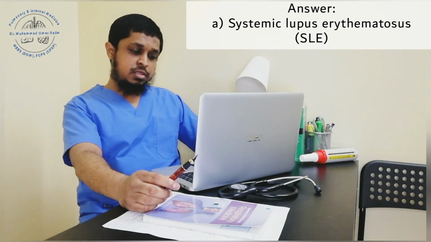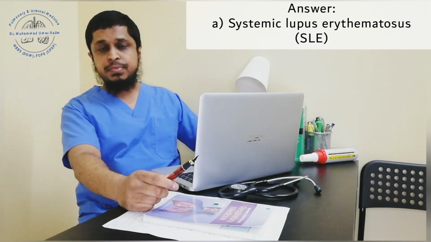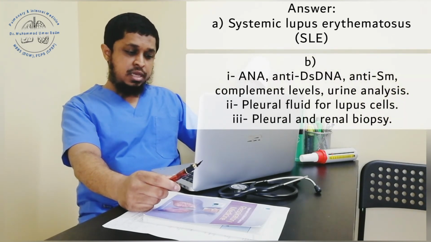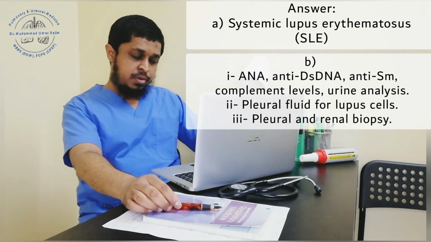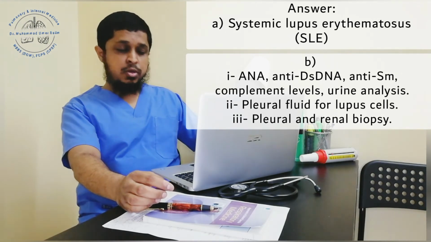to confirm the diagnosis. So we will ask for the diagnostic tests for systemic lupus erythematosus like ANA, anti-dsDNA, anti-Sm antibodies, complement levels, urine analysis, pleural fluid for lupus cells, pleural and renal biopsy.